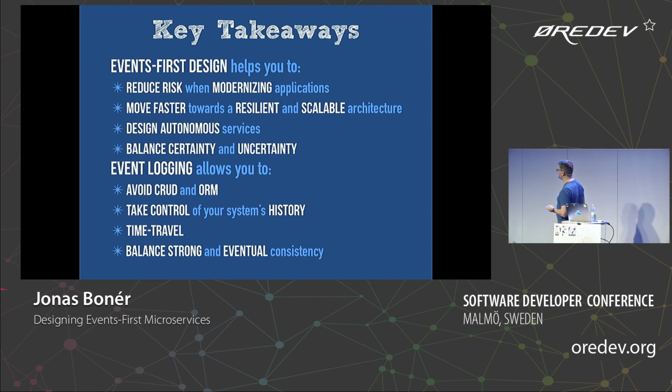Event logging allows us to avoid CRUD, avoid this impedance mismatch, ORM, and take control of the system's history. It allows us to do things like time travel and also balance strong and eventual consistency, as I talked about, which also can be very tricky. But having the right patterns and practices in place makes it a lot easier.